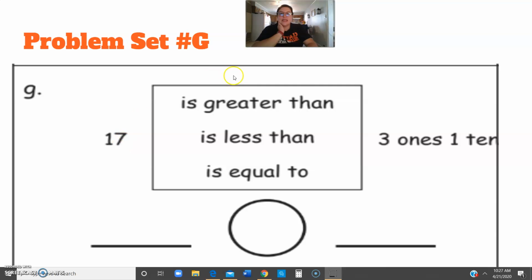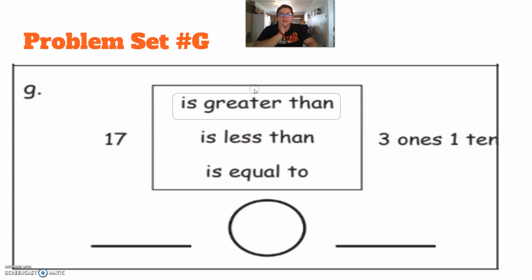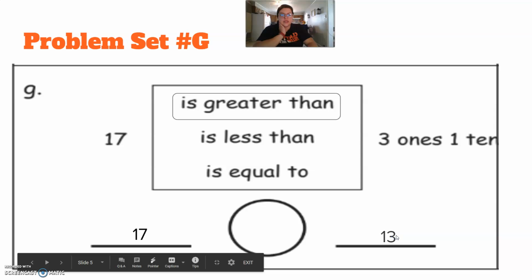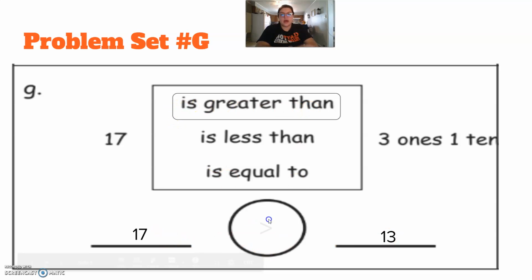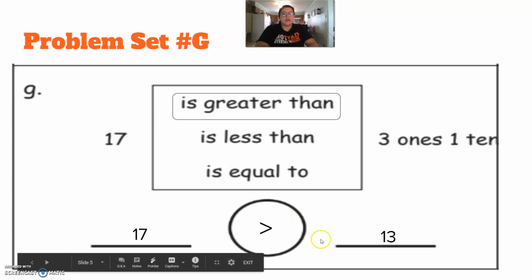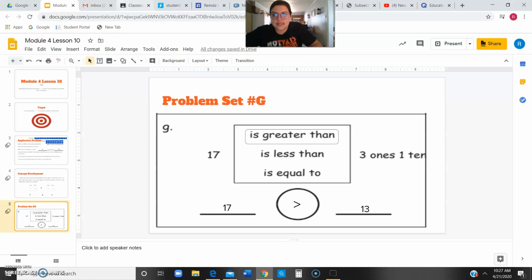So is 17 greater than, less than, equal to 13? It's greater than, right? So we're going to put 17 on that first line. We figured this was 13. So is 17 less than, greater than, or equal to 13? We said greater than, so the mouth has to eat 17. 17 is greater than 13. Yes. Okay, guys, so that is the lesson for today.